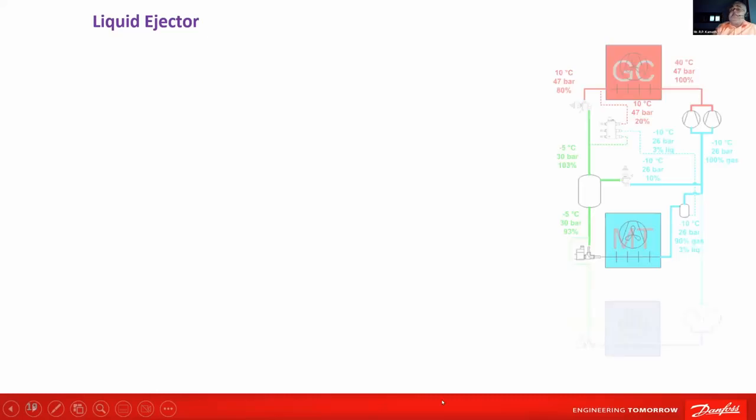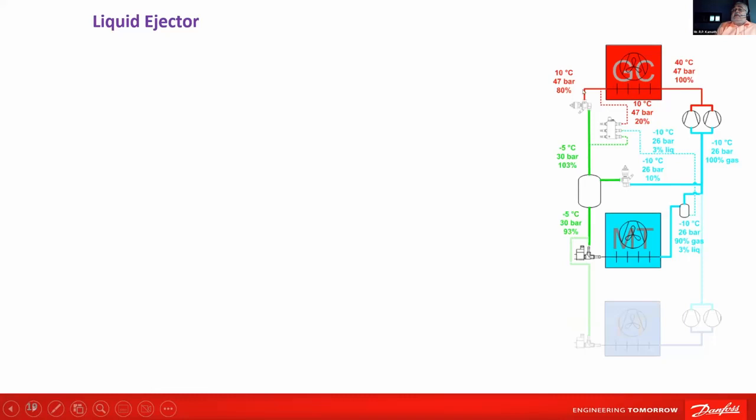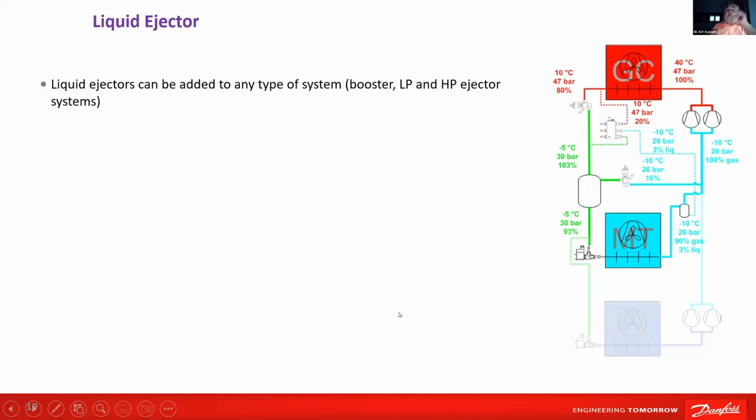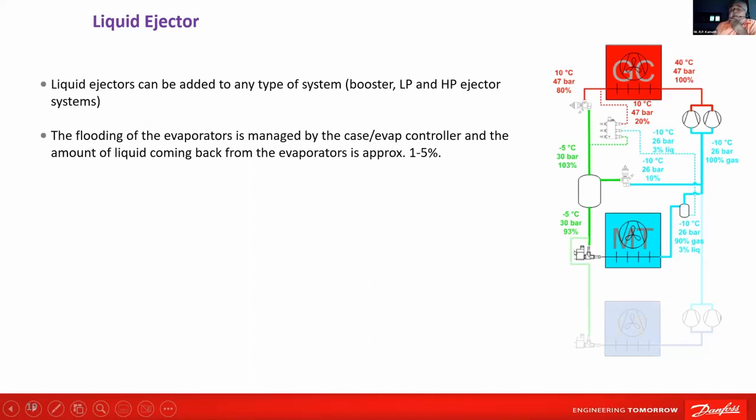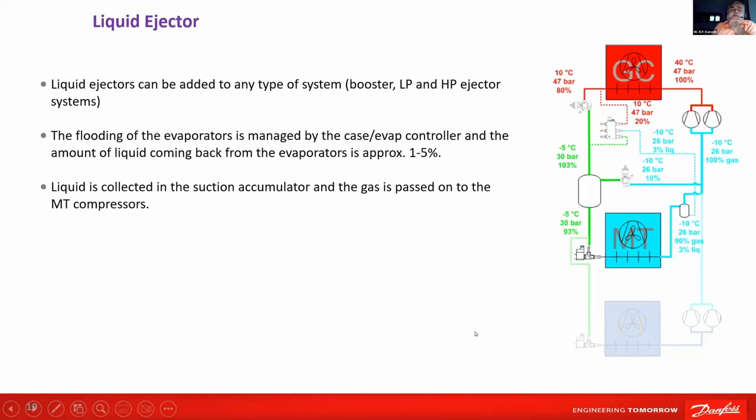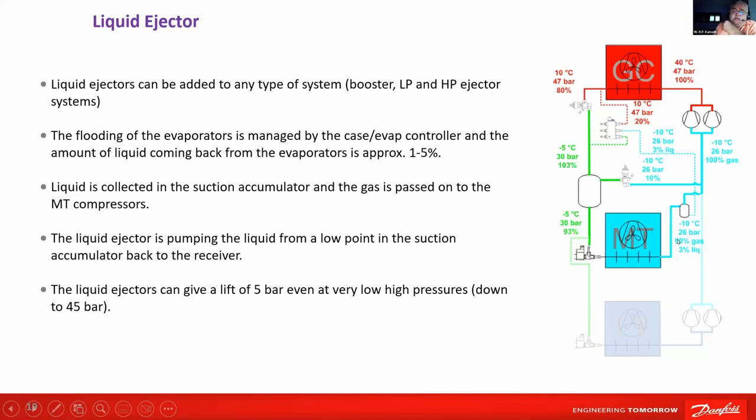Liquid ejector. Again, the liquid is getting sucked like this. It can be added to any combination of the systems. Flooding is managed independently by another controller. Gas suction accumulator is required. And here it is expected to give up to 5 bar pressure lift. Same in LP ejector, it's expected to give 3 to 5 bar lift. Maybe sometimes 6, but as Danfoss we commit 5 bar. If the ejector cannot pump liquid, then it will run to high superheat mode and there will be no liquid coming. Ejector will not work in that form.